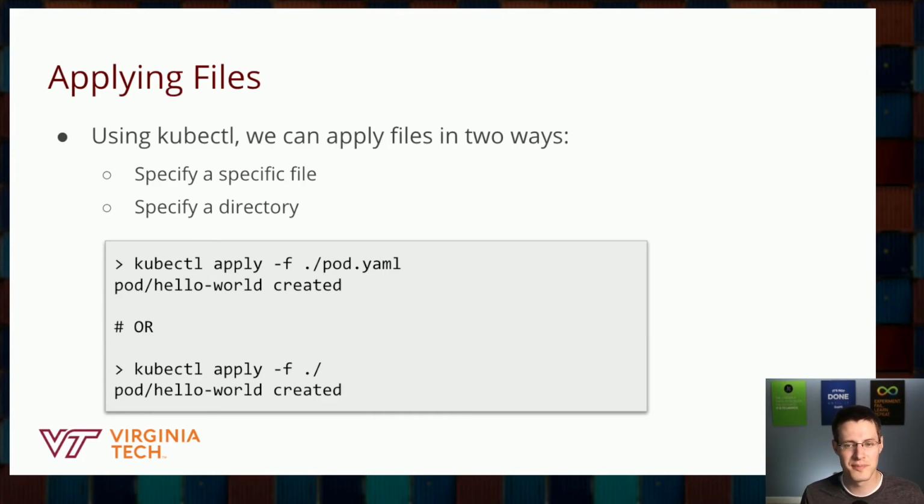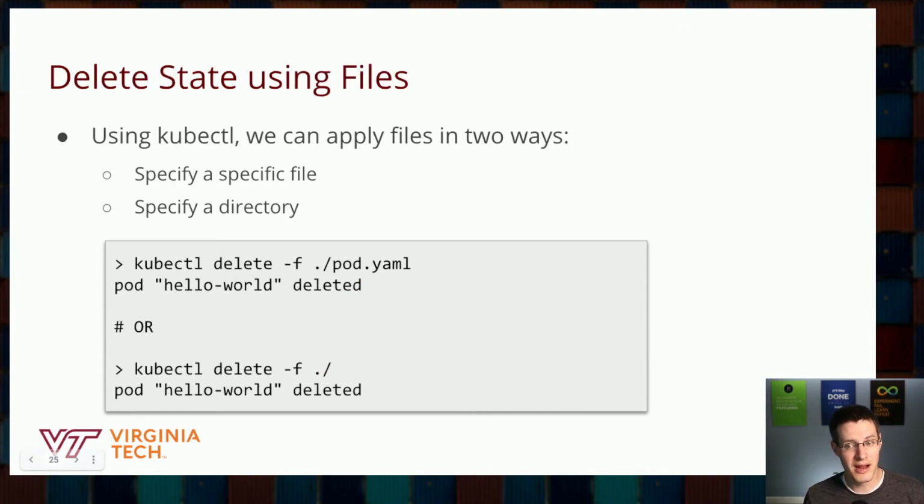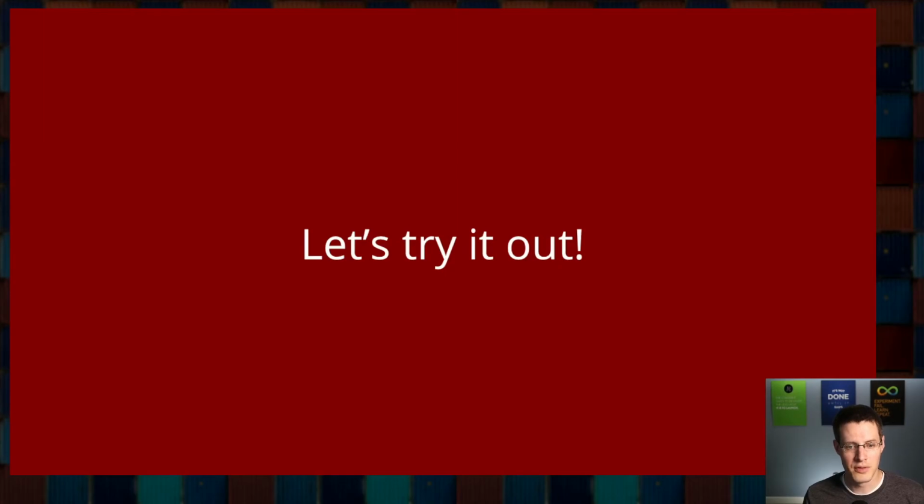Either I can give it a specific file and say kubectl apply -f pod YAML, or I can just say ./ which means this directory, and it'll pick up all the YAML files within the current directory. So if the pod YAML is in the current directory, then cool, it'll pick it up. And then deleting, I can do the exact same. I can use kubectl delete -f and specify the file or the directory, and it'll go from there. So let's just give that a quick try here.